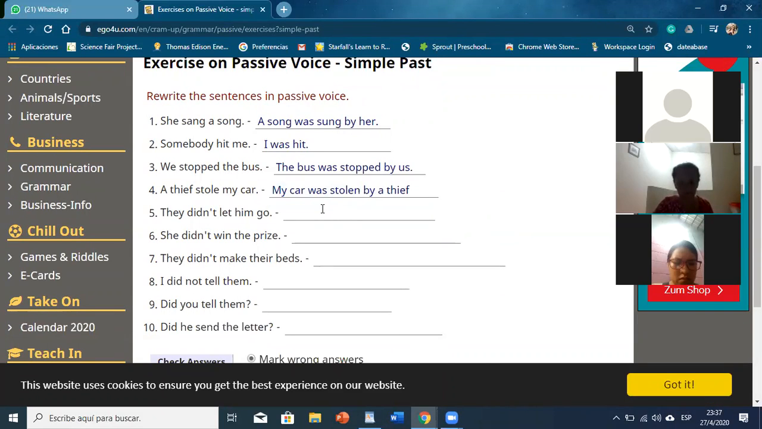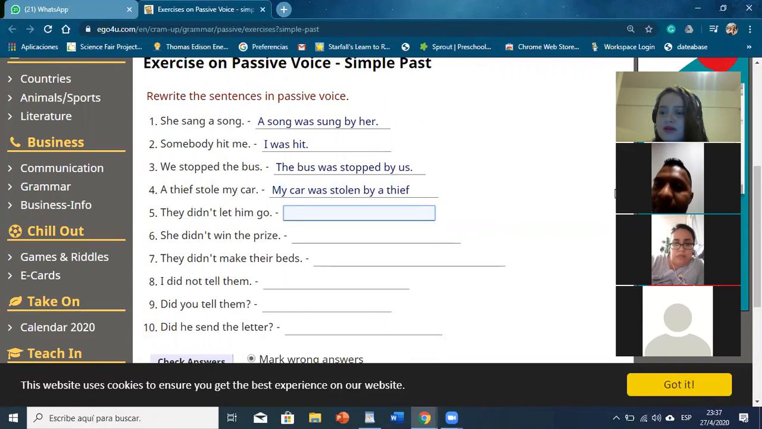This is negative. What do you think? He was let go by them. Hold on. Oh, sorry, Roberto. Your microphone is making noises. So hold on. They didn't let him go. So he wasn't let go by them. Okay. Number six.